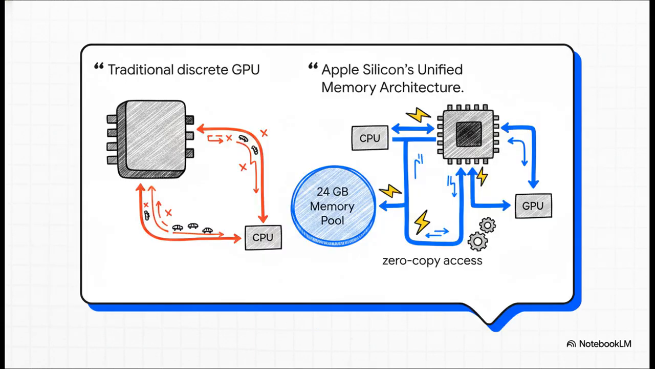To get why this actually works, you kind of have to look at the hardware architecture. Notice how traditional discrete GPUs, like the ones you'd find in bulky Windows workstations or those big cloud servers, rely on constantly moving data back and forth across a high-latency PCIe bus. It's basically a massive traffic jam. But Apple's Silicon utilizes a high-bandwidth unified memory architecture. What that means is your CPU and your GPU share direct, zero-copy access to that exact same 24 gigabyte pool of physical memory. This drastically reduces those memory transfer bottlenecks during the super heavy tensor operations you need for AI. It literally gives you server-grade efficiency on your desk.